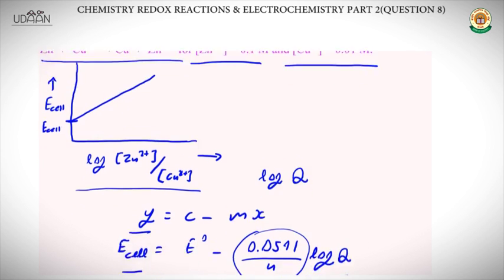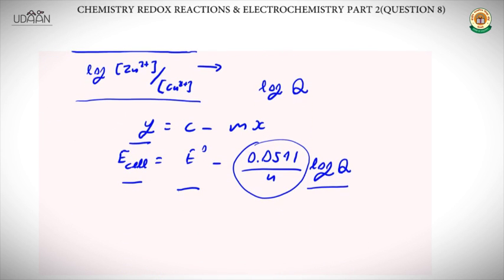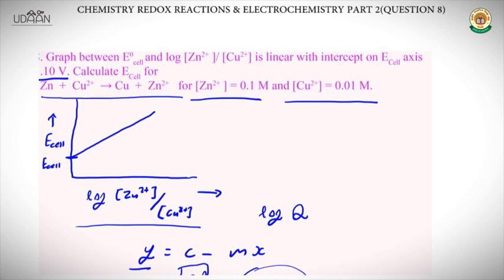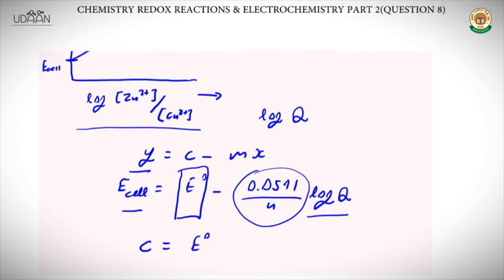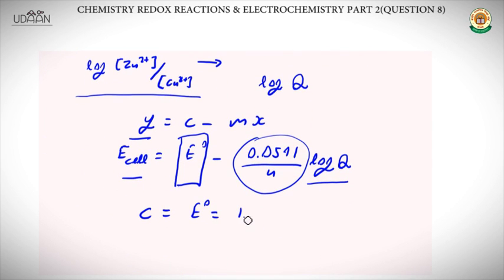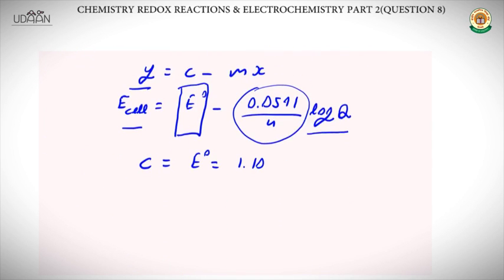Yeah, we are given the values of the ionic concentration, so we can find out Q. So if we know the value of E naught, we can find E cell. Right. Now from this equation of line we can see that c equals E naught, and the value of the intercept is given as 1.10 volt. Hence it equals 1.10 volt.